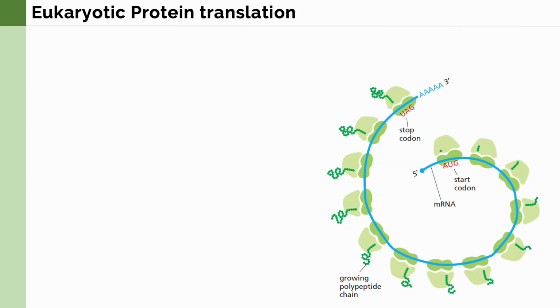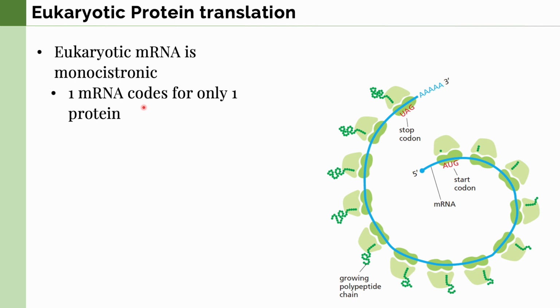One thing that is very important to take note of, especially when it comes to eukaryotic protein translation, is that eukaryotic mRNA is monocistronic. This means that one mRNA codes for only one protein. This is in contrast to prokaryotes, which have polycistronic mRNA. This means that one mRNA in a bacteria can code for a variety of proteins, and usually these proteins belong on the same enzymatic pathway.